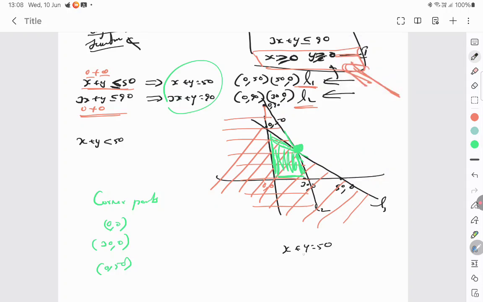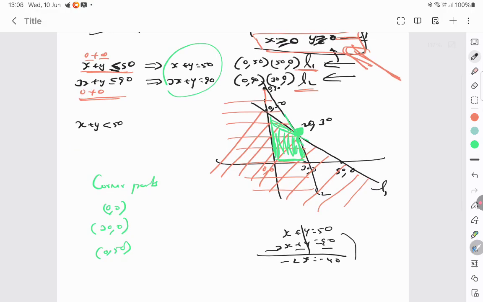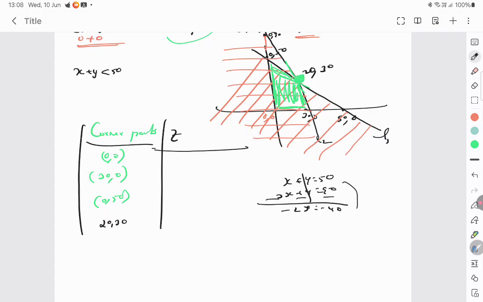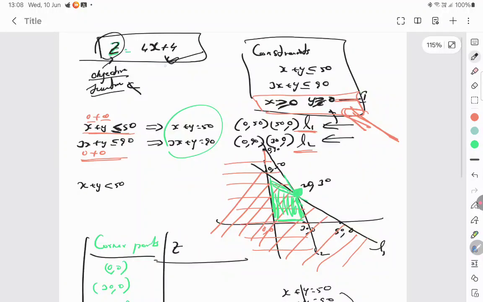x plus y is equal to 50, 3x plus y is equal to 90. Subtracting, minus 2x is equal to minus 40, so x is equal to 20. On substituting x is 20, y is 30. So you get 20 comma 30 to be another corner point of this region. Once you plot the corner points, you have to put this objective function in here, which you have never used.